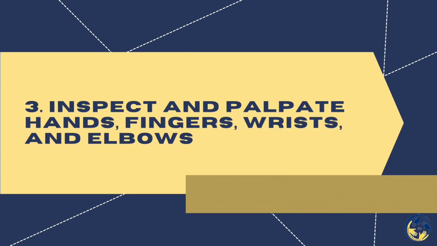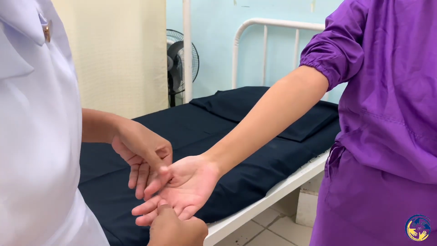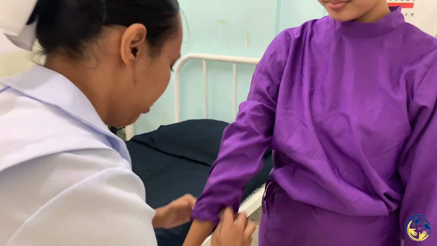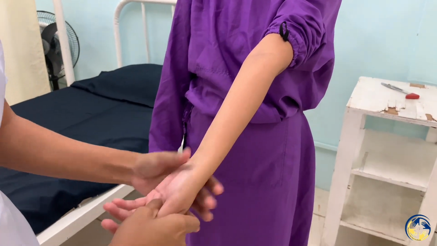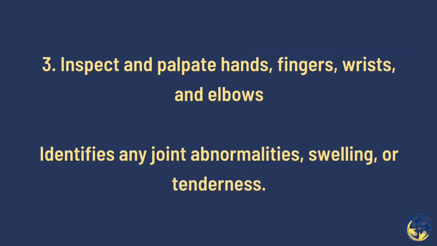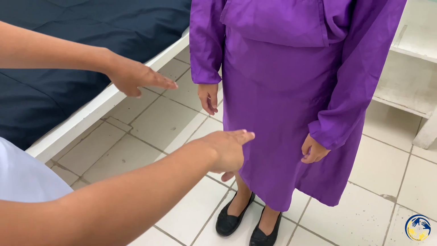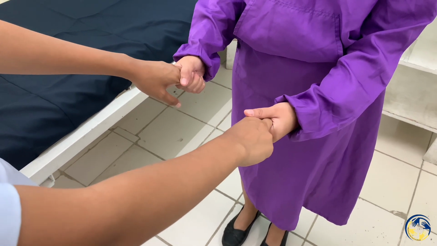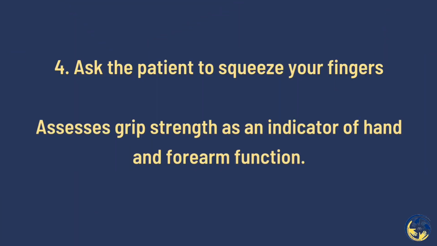Inspect and palpate hands, fingers, wrists, and elbows. It identifies any joint abnormalities, swelling, or tenderness. Ask the patient to squeeze your fingers. It assesses grip strength as an indicator of hand and forearm function.